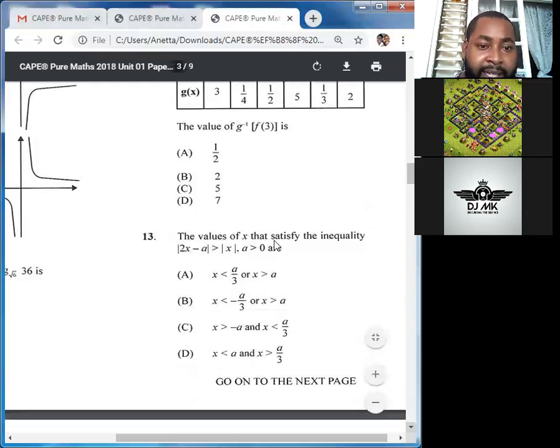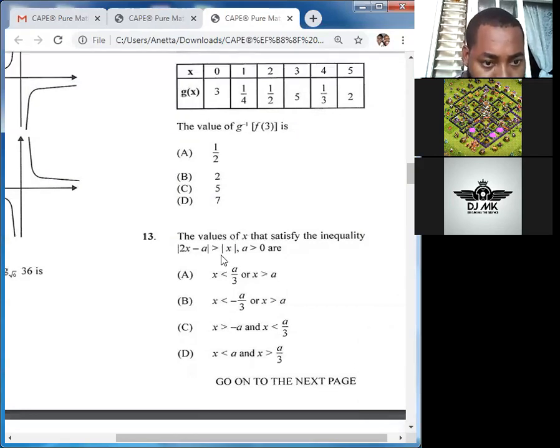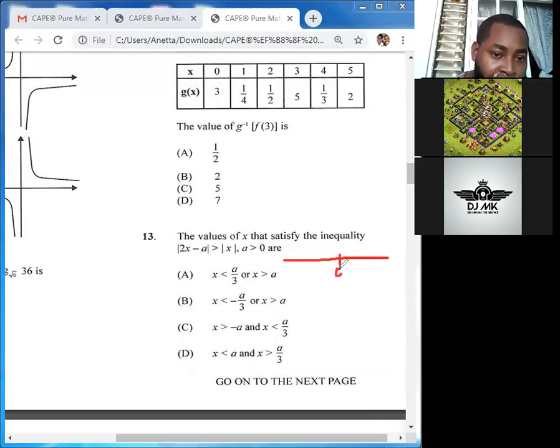So the values of x that satisfy the inequality is what? I was saying for these now, a number line is always a nice way to explain. Right in the middle, let's say 0. So we're saying that the absolute value of something, in this case, is more than something else, right?